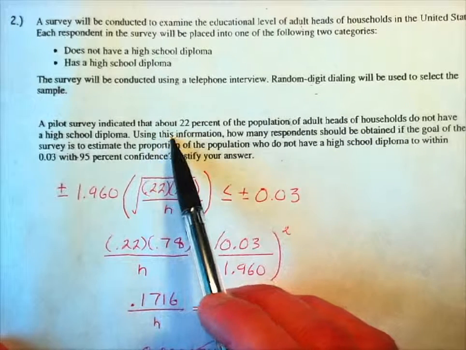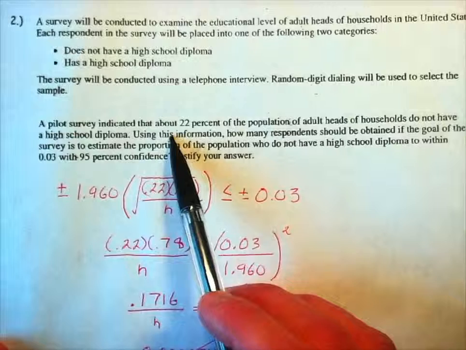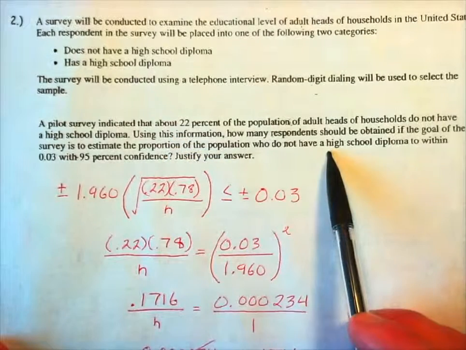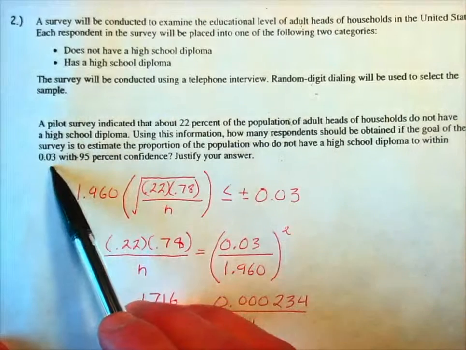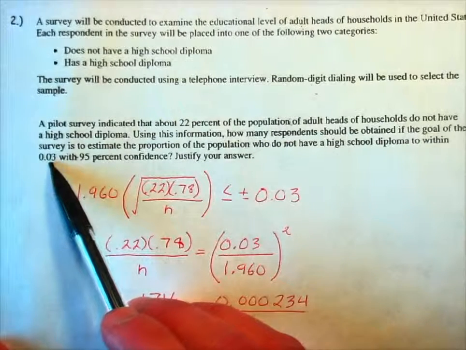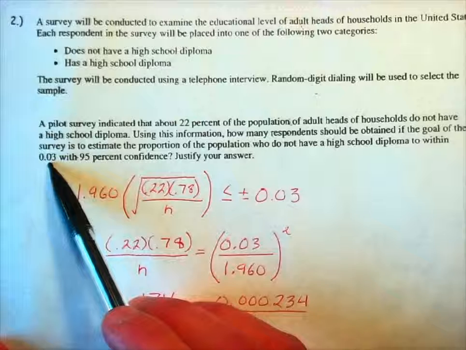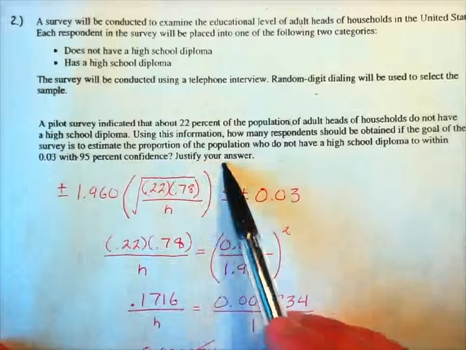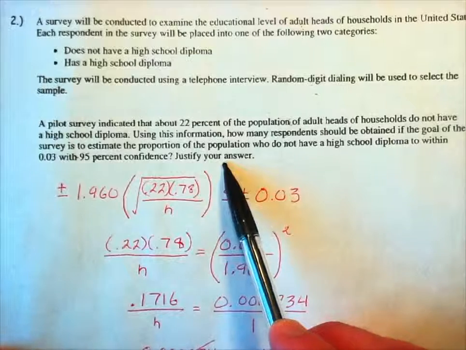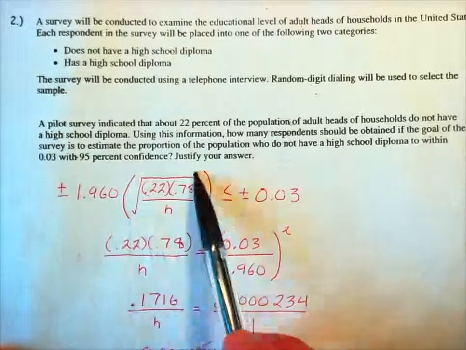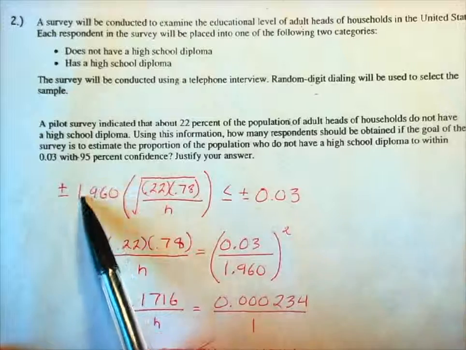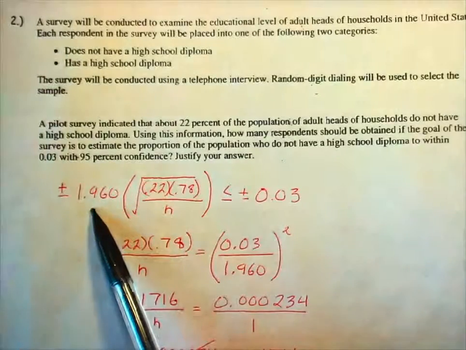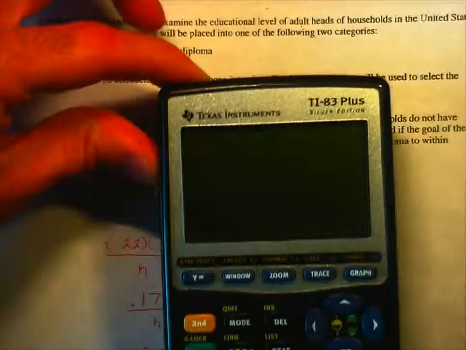So using this information, how many respondents should be attained if the goal is to estimate the proportion of the population who do not have a high school diploma to within 0.03? That is the margin of error you're given, plus or minus 0.03 with 95% confidence. When the question says justify your answer, that means you need to show your work. I would hope that you would recognize that at 95% confidence, this is the appropriate critical value, the appropriate z-score.